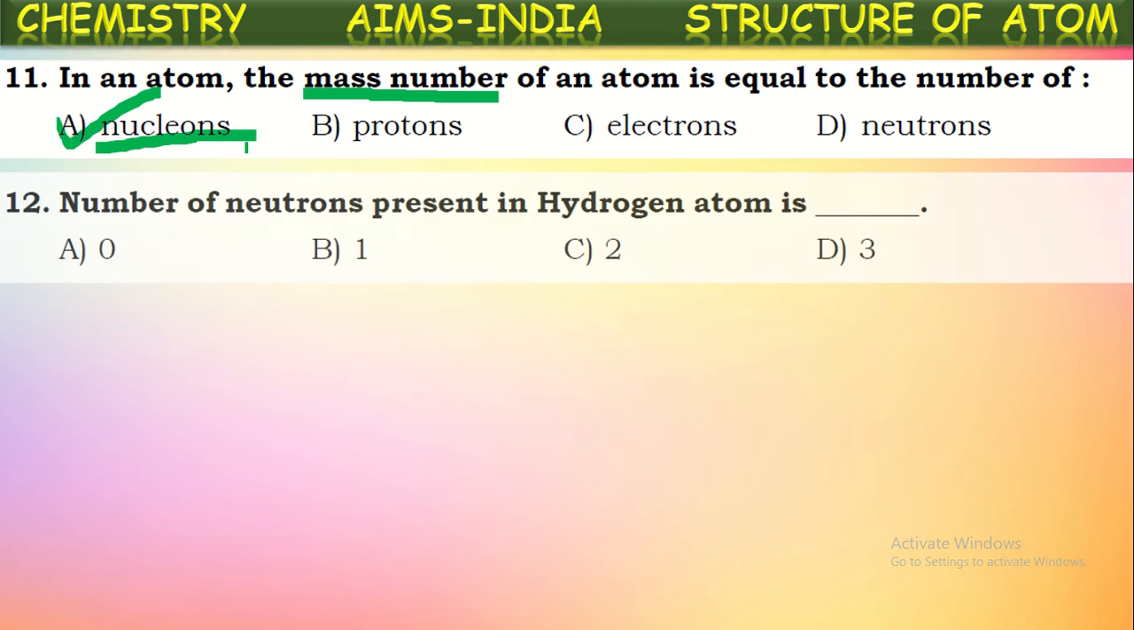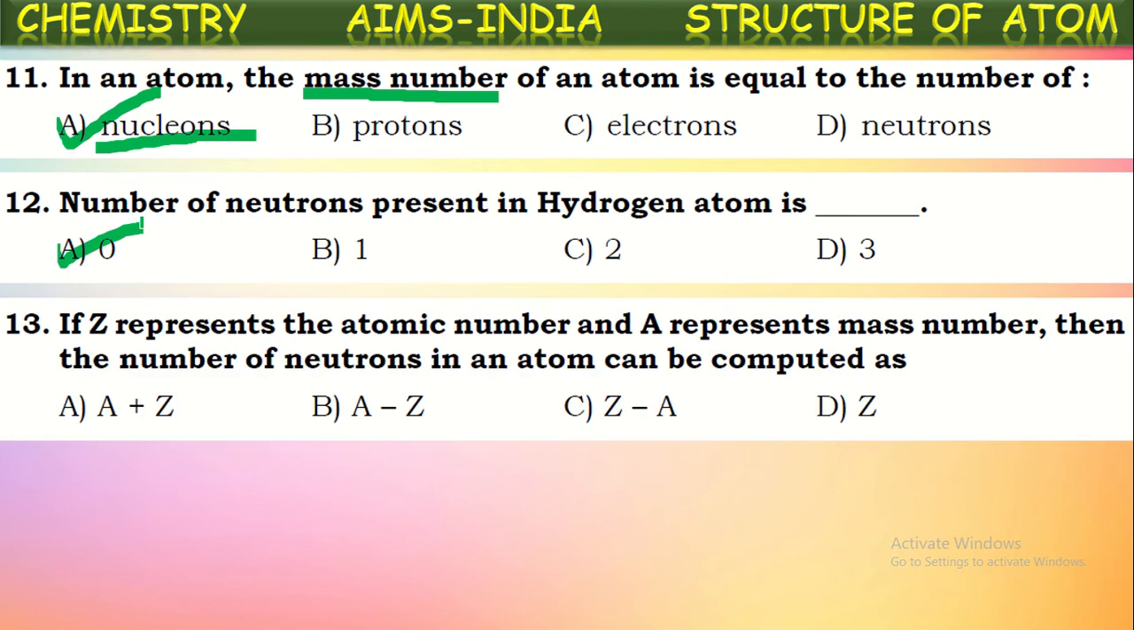Okay, next question. Number of neutrons present in a hydrogen atom. Actually, normal hydrogen has only one proton and one electron. It has no neutrons. We can say this is the only element among all the 118 elements which does not have any neutrons in its atoms. Normal hydrogen has zero neutrons.